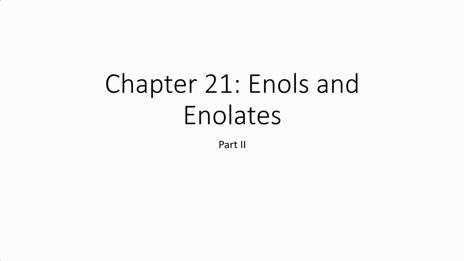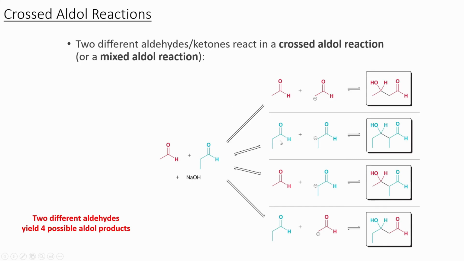Welcome. In today's lecture, we will be covering part 2 of chapter 21 on enols and enolates. At the end of last lecture, we looked at the aldol reaction, which is when we take an aldehyde and react it with sodium hydroxide or a base to create an enolate, and that will then act as a nucleophile to attack another molecule of the aldehyde, which is the electrophile.